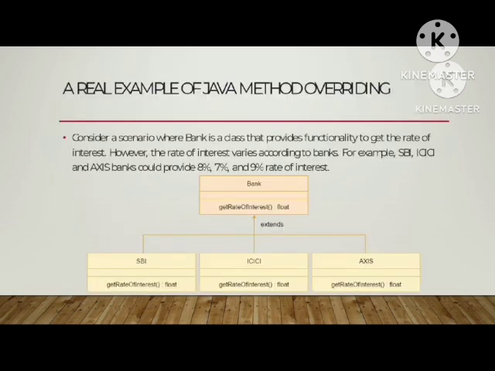Next slide is about a real example of Java method overriding. Consider a scenario where Bank is a class that provides functionality to get the rate of interest. However, the rate of interest varies according to banks. For example, SBI, ICICI and Axis Bank could provide 8%, 7% and 9% rate of interest.